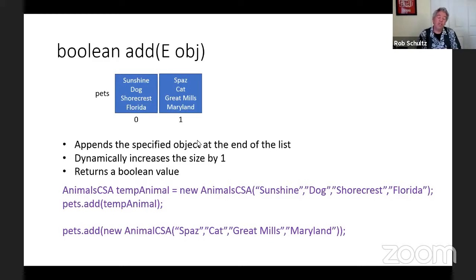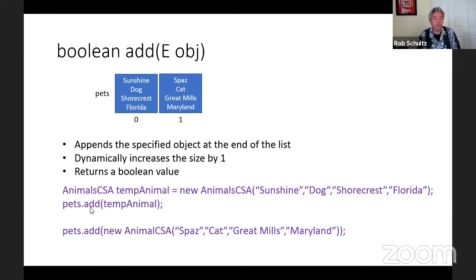For those that weren't with us when we talked about that, all that means is that I have multiple methods in the same class that have the same name, but they have a different parameter list, either different types or different numbers of parameters. And add is one of those methods. So for our first version, the plain old vanilla flavor of add, all I do is give it an object and it appends the object at the end of my list. It'll dynamically increase the size of my list by 1, and it returns a boolean value. So there are 2 different ways I can use add. In this case, I have to give it an animal CSA object.